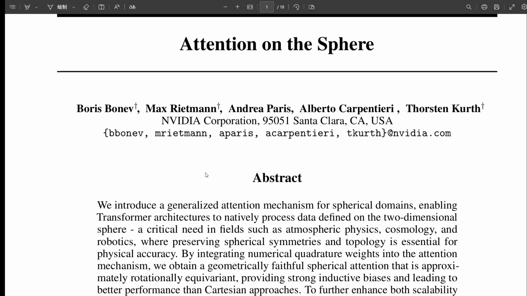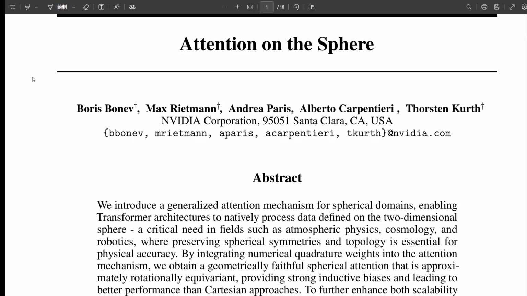Sounds intriguing. What's their main goal here? Well, their mission is to take that powerful transformer architecture and make it work natively on spherical data, to make it respect the geometry. So enabling AI to actually understand the world, or the cosmos, in its actual curved shape, not just a flattened version. That's the idea. It's about tackling that fundamental challenge.